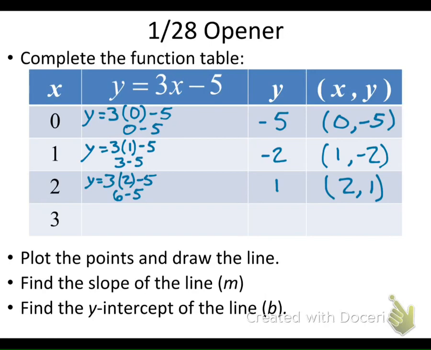Okay, Tamara, you want to help me with this last one? Y equals 3 times 3, right? Minus 5. And what's 3 times 3? 9. And subtract 5. 4. It's 4. What's my ordered pair look like? 3, 4. Yeah, perfect.